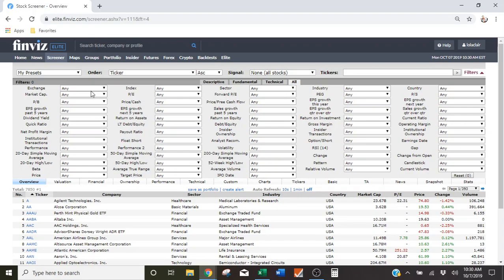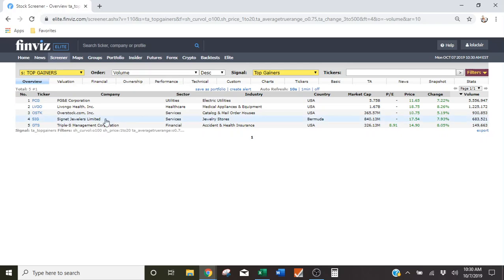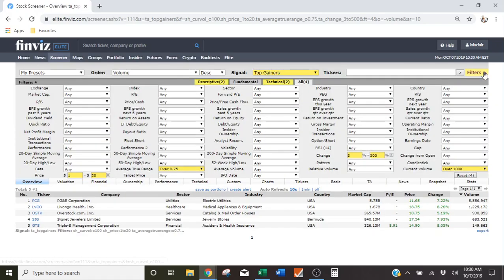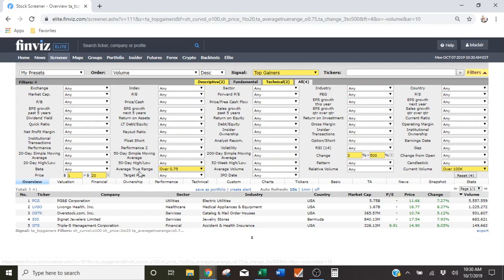You can see all of the information that you need to curtail to your benefit. So for my preset that I've already done, I like to look at all the top gainers, and this is what I have it set up as. I need stocks that are trading between $1 and $20. I need the average true range or ATR to be over 75 cents. I need a change of between 3 to 500% on the day, and I need stocks over 100,000.